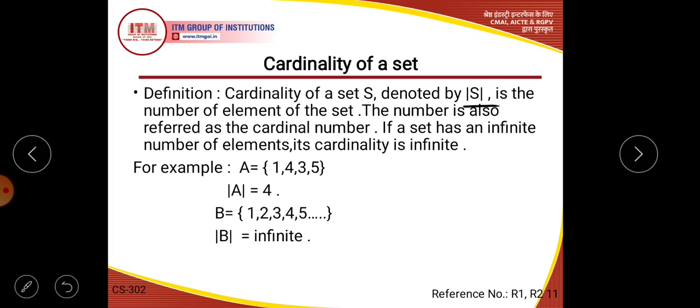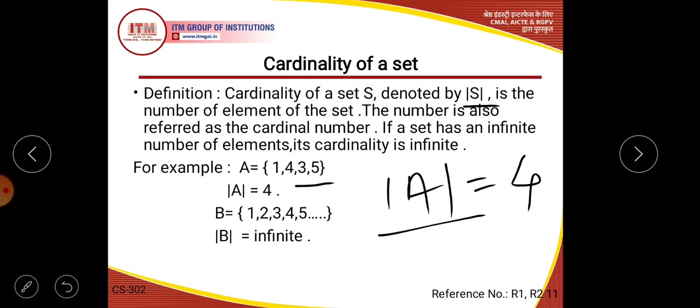So we can easily check it's a finite set because it has a finite number of elements. For capital A, the cardinality is equal to how many elements are in set A? 4. So the cardinality of set A is 4, and 4 is called the cardinal number.